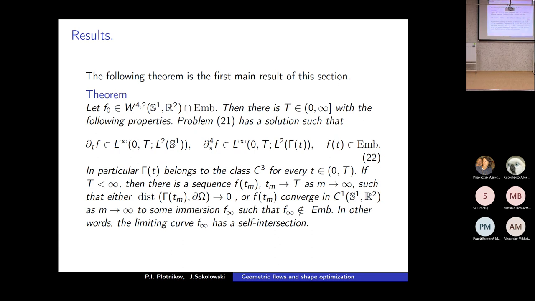Okay, here's the main result. Let F0 belong to this class and also have square integrable fourth derivatives. Then there exists a solution to our system, also from this class. And the following alternative: either T is equal to infinity, or, if it is bounded, then at the limit the curve will have some self-intersection, or maybe touch the boundary of the domain omega. Therefore, it exists until the end.